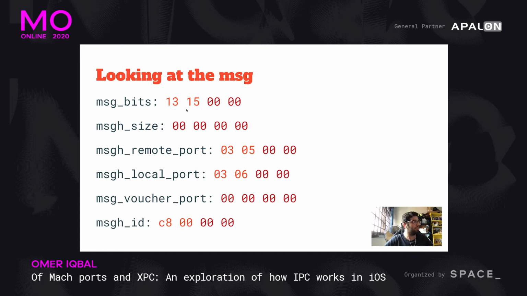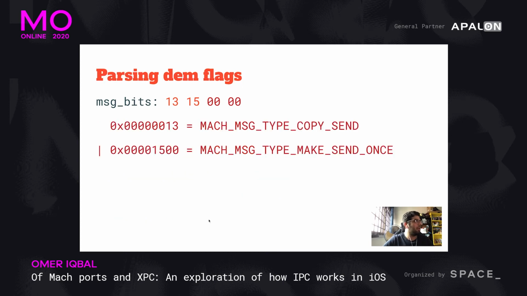So we have the message bits, the flags. We have these flags set. The port number is this thing, 0305. Actually, this means 503 because this is little endian. So the local port is 503, and this is the message ID.